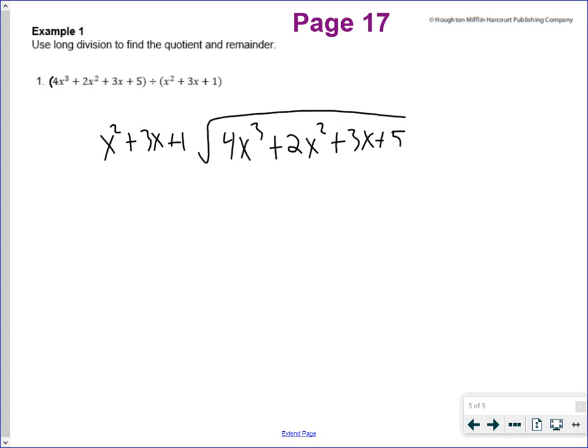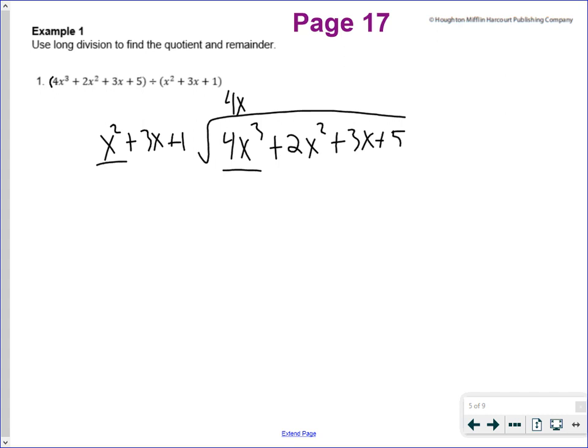When we're dividing polynomials, what we're going to do is look at the first term of the divisor and the first term of the dividend. We're going to see how many times the first term of the divisor goes into the first term of the dividend. So x squared goes into 4x cubed how many times? Or another way to think about it is x squared times what gives you 4x cubed? In this case, it'll be 4x. 4x times x squared gives us 4x cubed. And that's what we want.